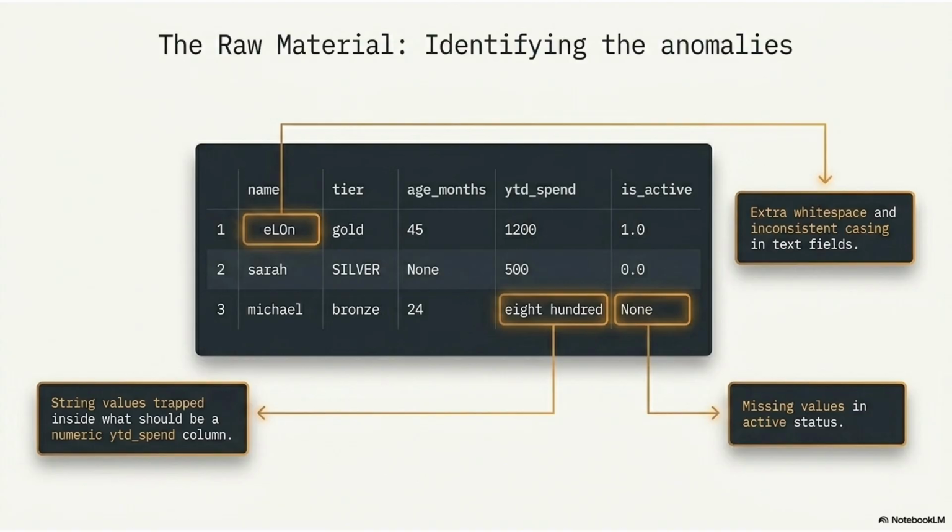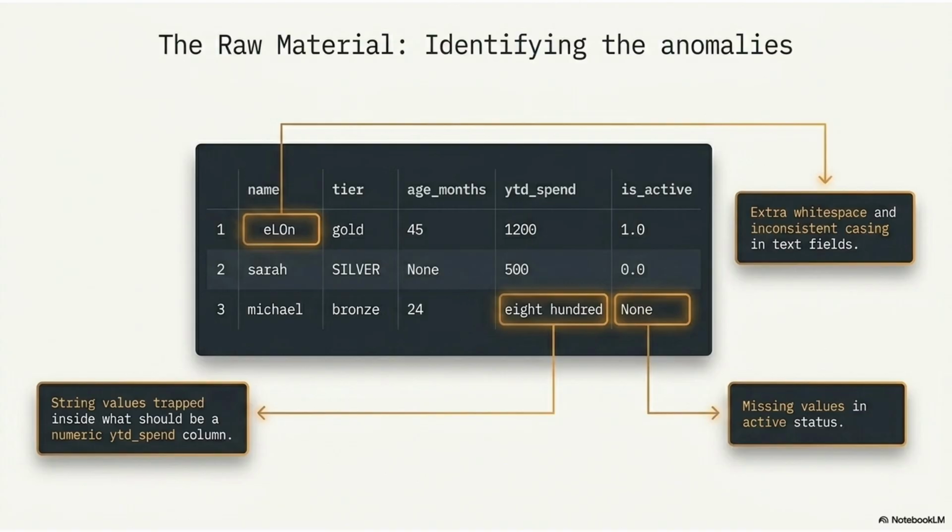The raw material in this module is a realistic messy data set. 4 anomalies visible in a 5-row data frame, each representing a different class of data quality problem. Anomaly 1. Elon in the name column has extra white space and inconsistent capitalization, a text standardization problem. Anomaly 2. Gold in the tier column uses all caps inconsistently with other entries. Another text standardization problem.